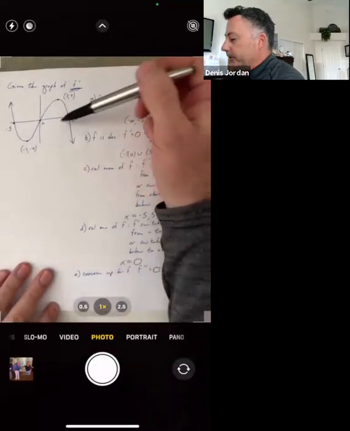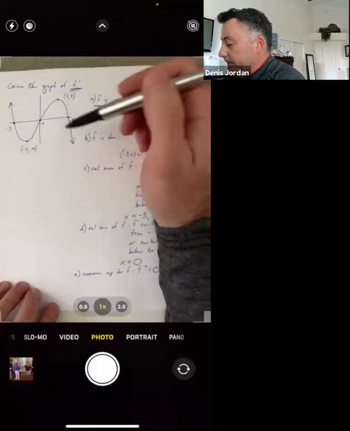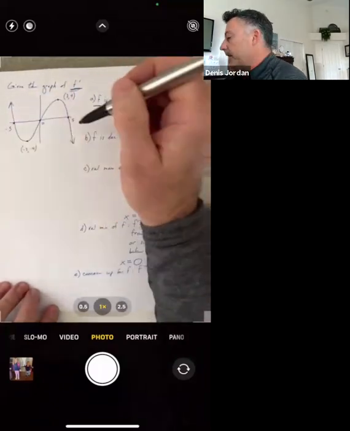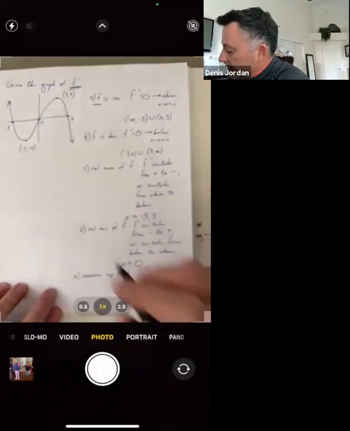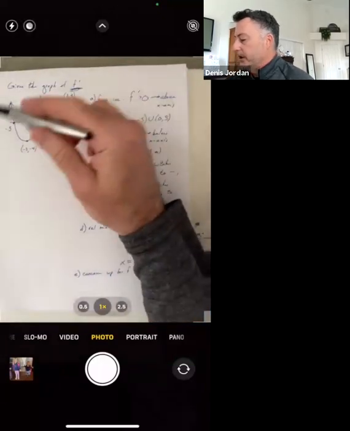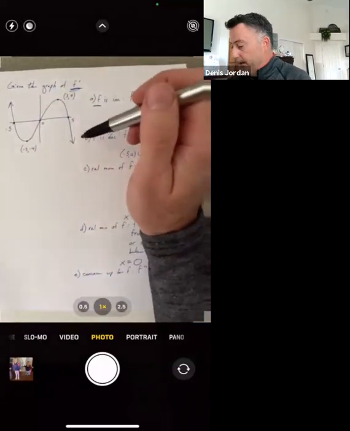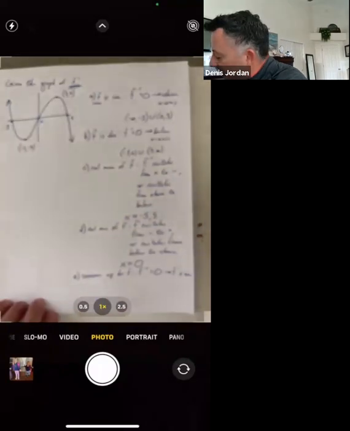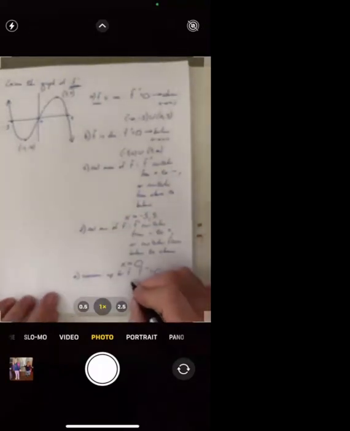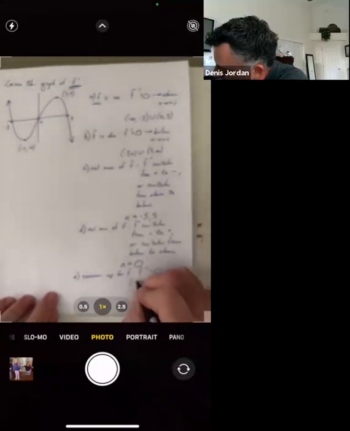So now you can go back to your graph and go, all right, where is this graph, if you read it from left to right, going up? So where is this curve or this graph actually going up when you read it from left to right? On the interval -3, 3.